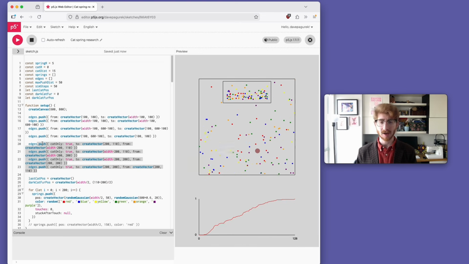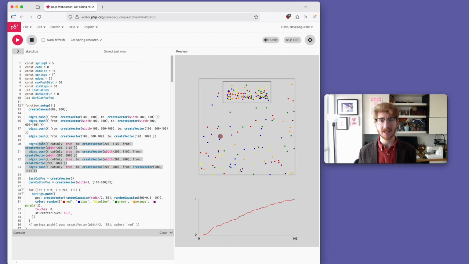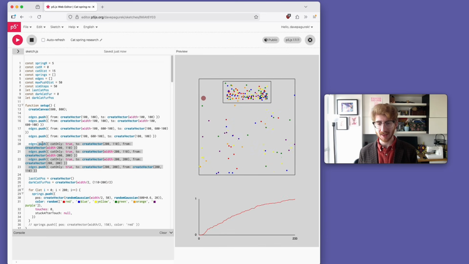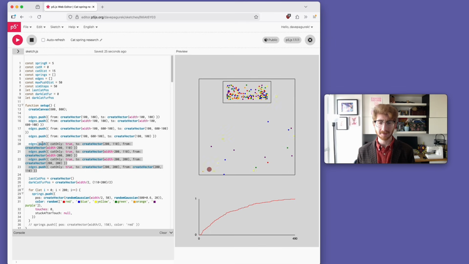Under the simulation here, I've created a graph of the probability over time of any spring getting stuck. As the cat touches the spring more, the probability goes up, according to what appears to be an exponential distribution. If we wait for long enough, eventually, all of the springs end up under the couch.